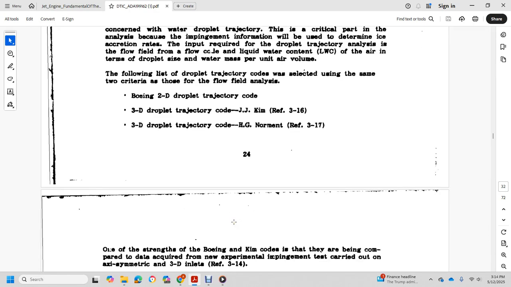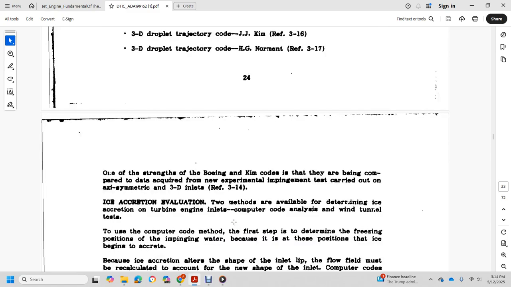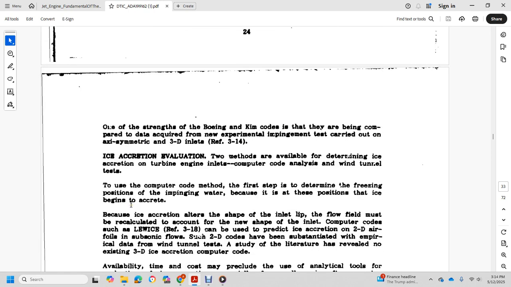One of the strengths of the Boeing and the Kidd and Kim's is that they are being compared to the data required by new experimental impingement testing carried out on the asymmetrical 3D inlets (reference 314). Ice accretion evaluation: there are two methods of determining ice accretion within turbine engine inlets, computer code analysis and wind tunnel test.